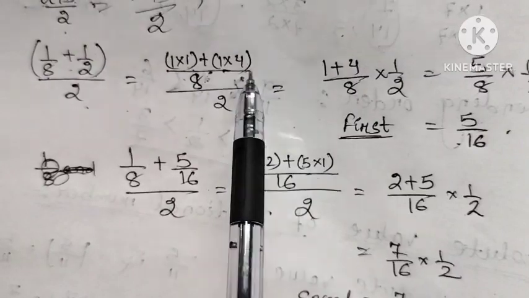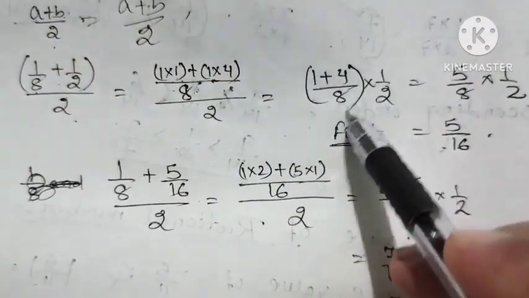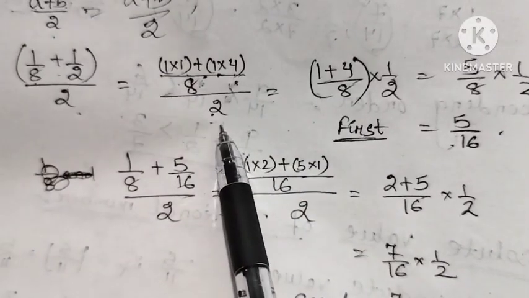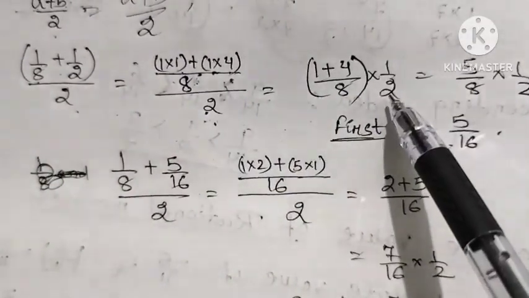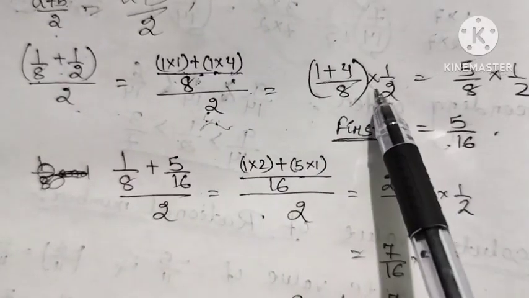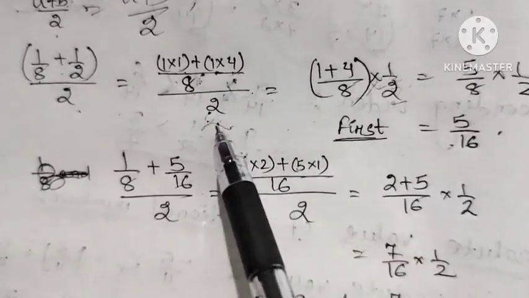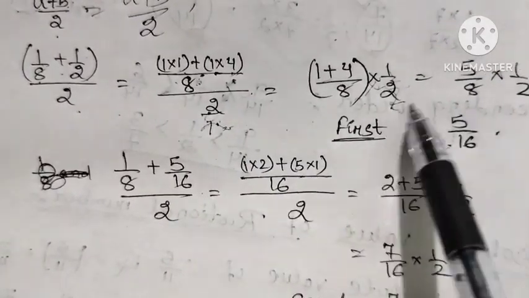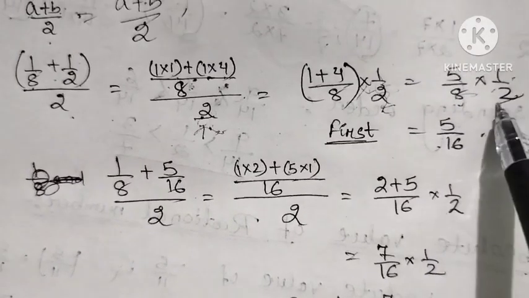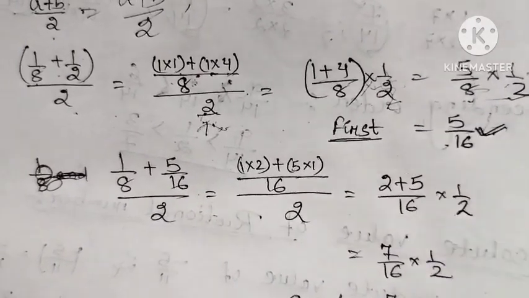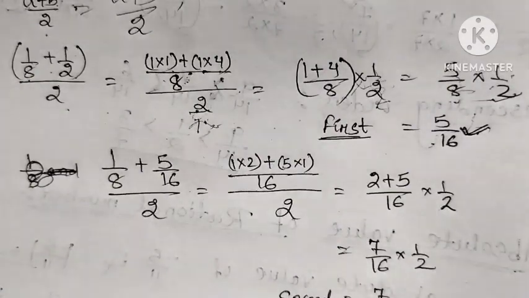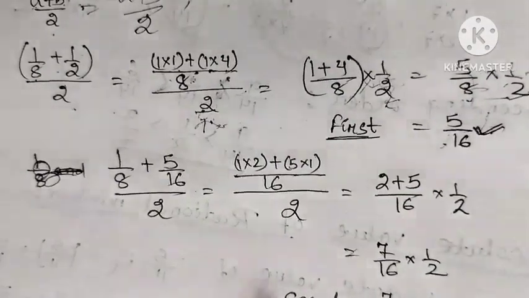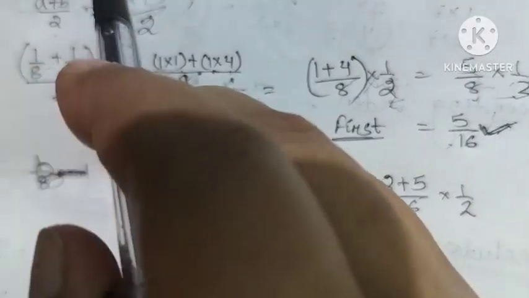Then 1 plus 4 over 8, multiplied by the reciprocal of 2. Divided by 2 means 2 by 1, and the reciprocal of 2 by 1 is 1 by 2. Then it is 5 by 8 into 1 by 2. What is the first rational number that comes? The middle rational number is 5 by 16. Then you take 5 by 16 and 1 by 8.